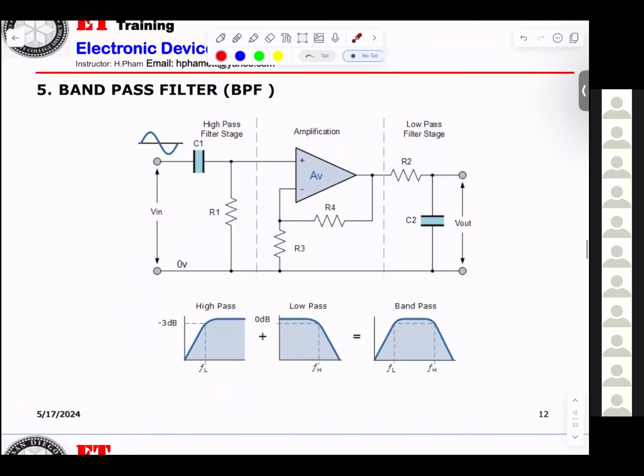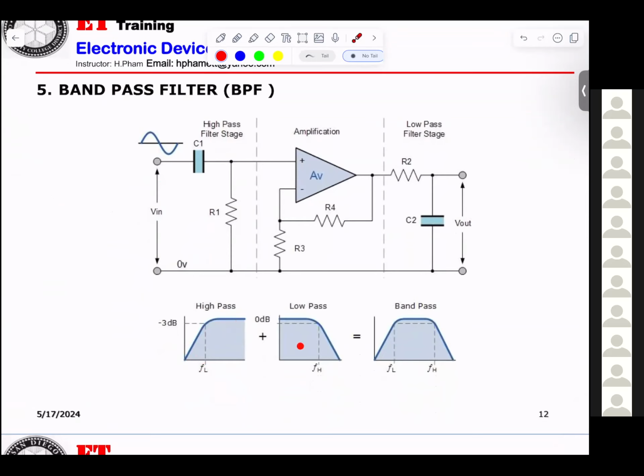Okay, last one. Band pass filter. If you're looking here, you see this is high pass, right? Right. The thing is they pass high frequency.